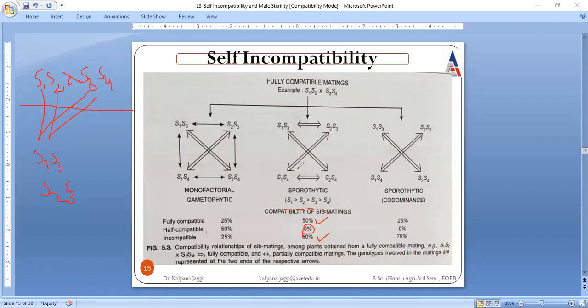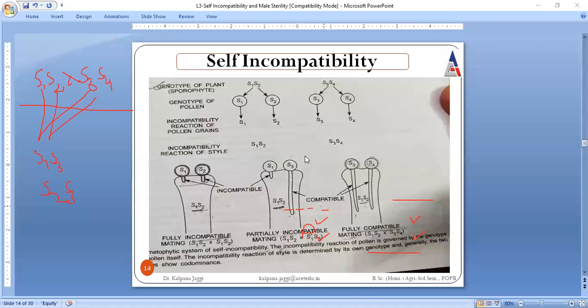And in this case, there is no interaction among these, right? And here in the last case we have sporophytic, again 4 products will be the same, but fully compatible are only 25% and incompatible are 75%. That means this is the compatibility relationship of SI matings among the plants which are obtained from a fully compatible mating, right? So these are the examples of self incompatibility where we have discussed one heteromorphic system and another homomorphic system.